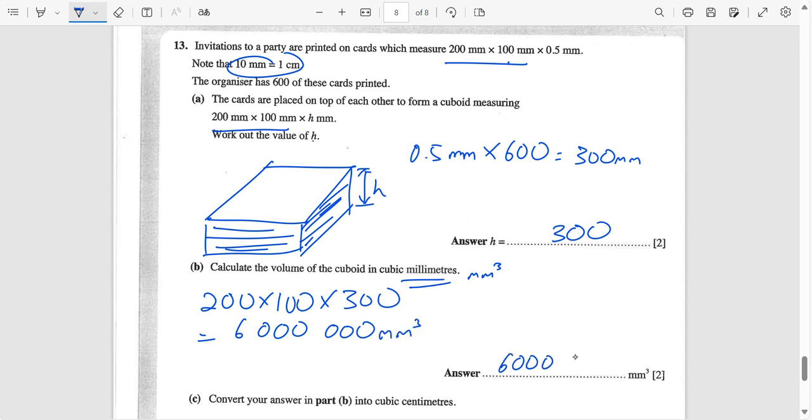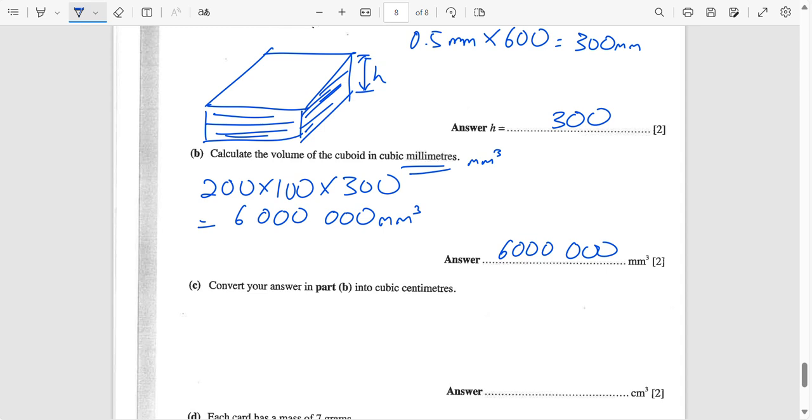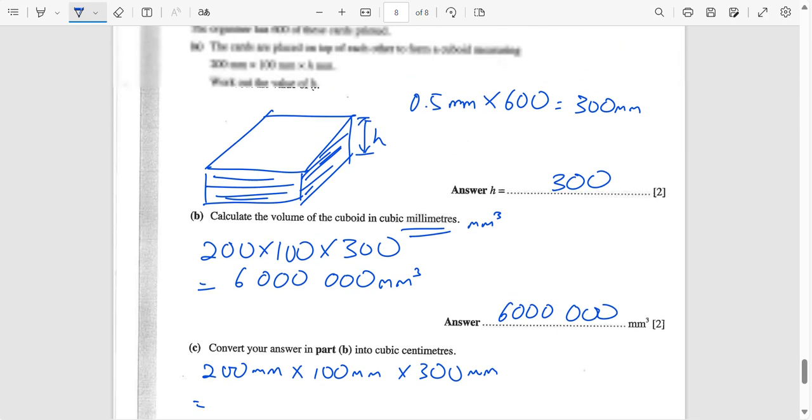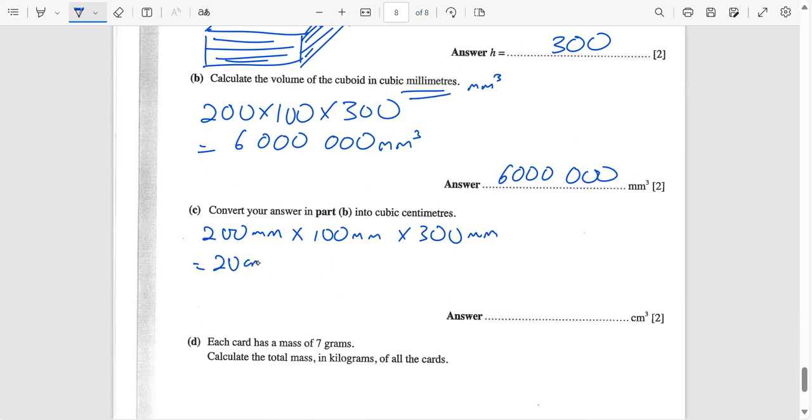6 million. Okay. So if I want to change to cubic centimeter, I would change the mm to cm. It's easier that way. This is mm, right? Change all this to cm. So you divide by 10, so it's 20 cm times 10 cm times 30 cm. And that will give me 6,000 cm cube.